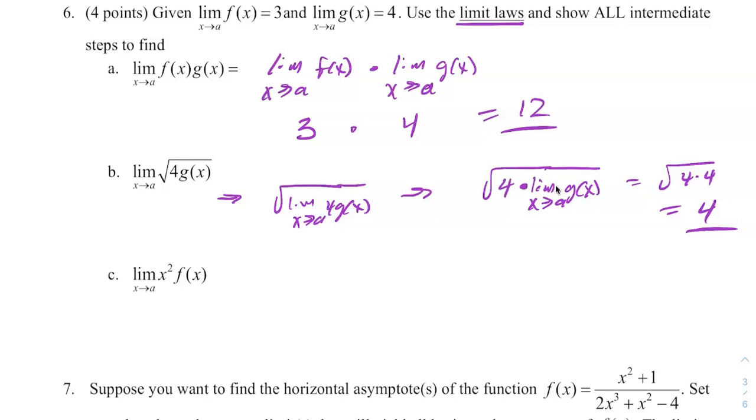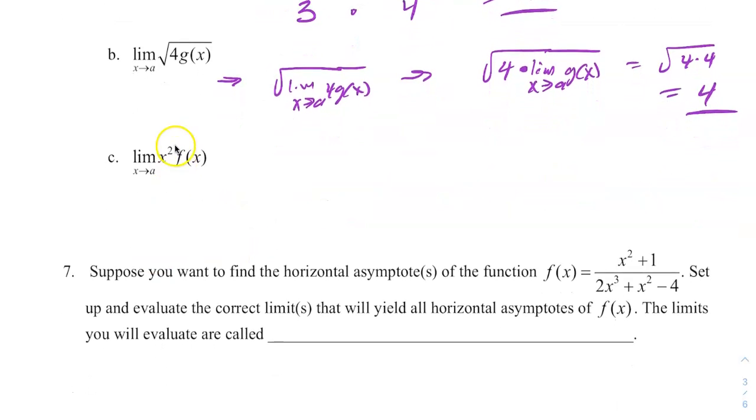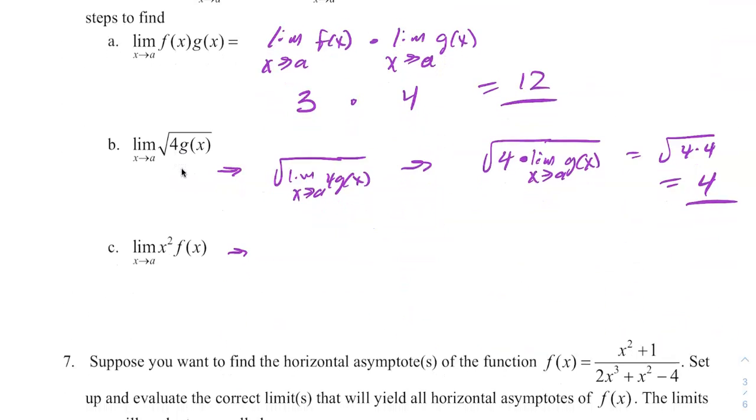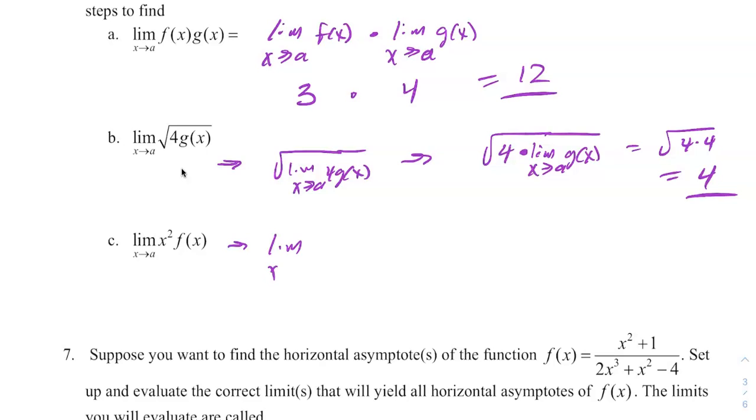Square root of 16 is 4. Same thing here, right? Can't do it yet. I gotta break it up. So the limit as x approaches a of x squared times the limit as x approaches a of f of x.